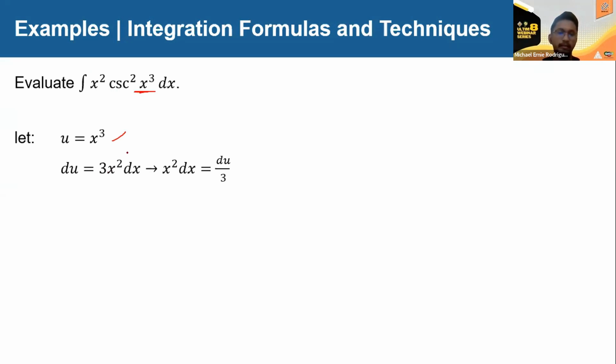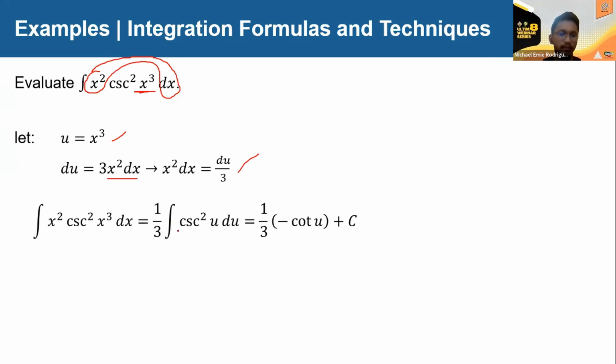Okay? Kaya lang, ang meron tayo dito is just x squared dx. Wala tayong 3. Okay? So we get x squared dx, transpose lang natin. So that is du over 3. Okay? So substitute natin yung u tsaka du. So we have, okay, we have cosecant squared u. Okay? Yun yung x cubed natin. And then, we have du over 3. Okay? So we have du, nilabas ko na yung 1/3. Okay? Kasi pwede natin ilabas yung constant, no?